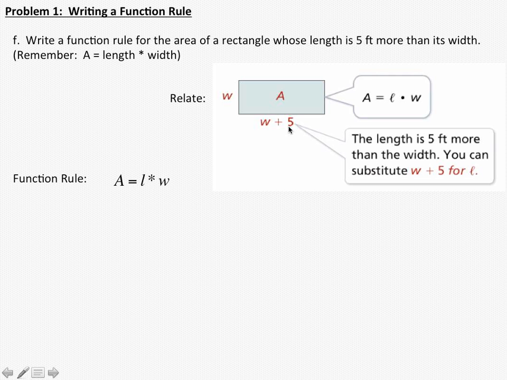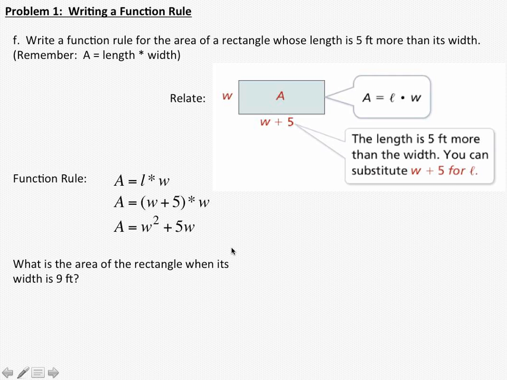All right, so my rule: area equals length times width. And if I just plug in what I have, instead of a length, I'm going to put in W plus 5 times W. So the only thing I changed was that L. And if I calculate that out, this times W would be W squared plus 5W.